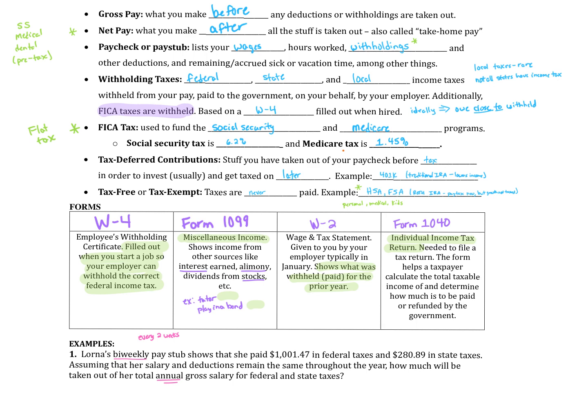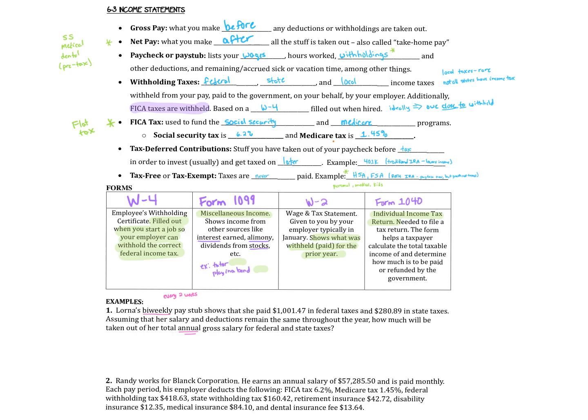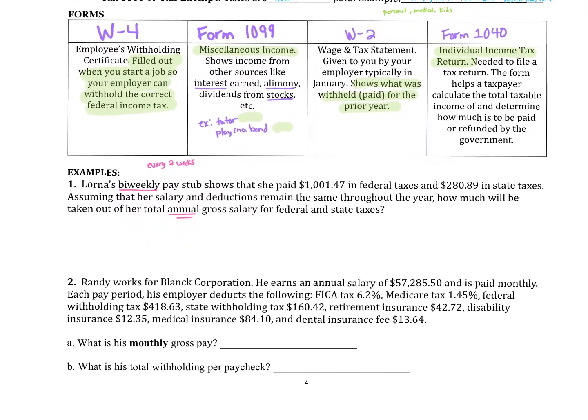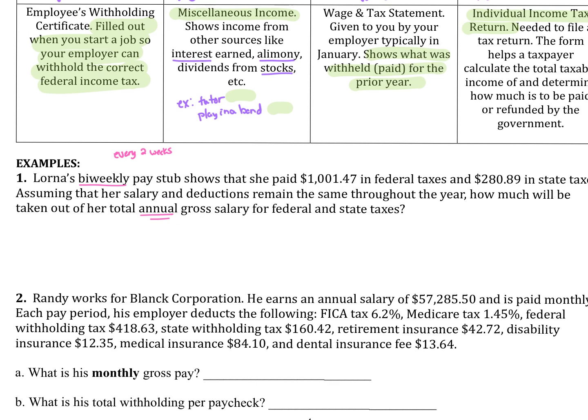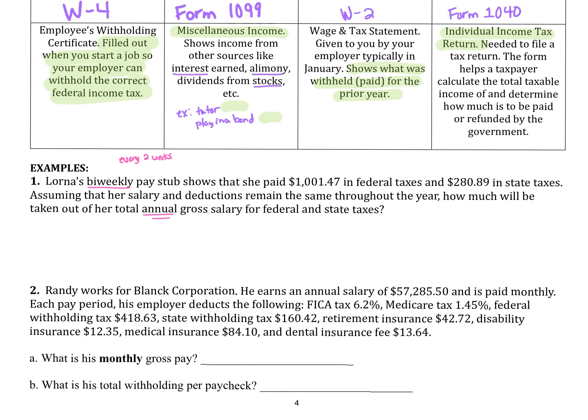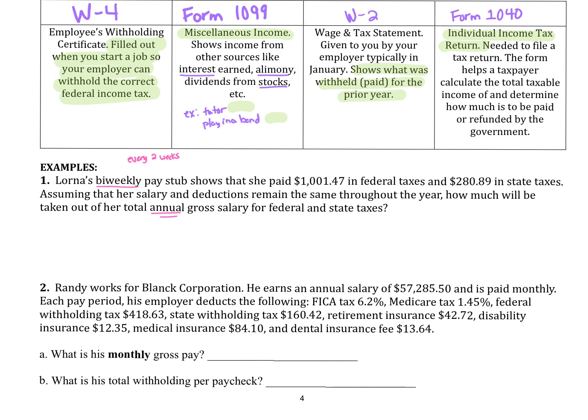Okay, so let's talk through some examples of some stuff you're gonna see in this particular section. Lorna's bi-weekly pay stub, that means every 2 weeks, shows that she paid $1,001.47 in federal taxes and $280.89 in state taxes. Assuming that her salary and deductions remain the same throughout the year, how much will be taken out of her total annual gross salary for federal and state taxes?